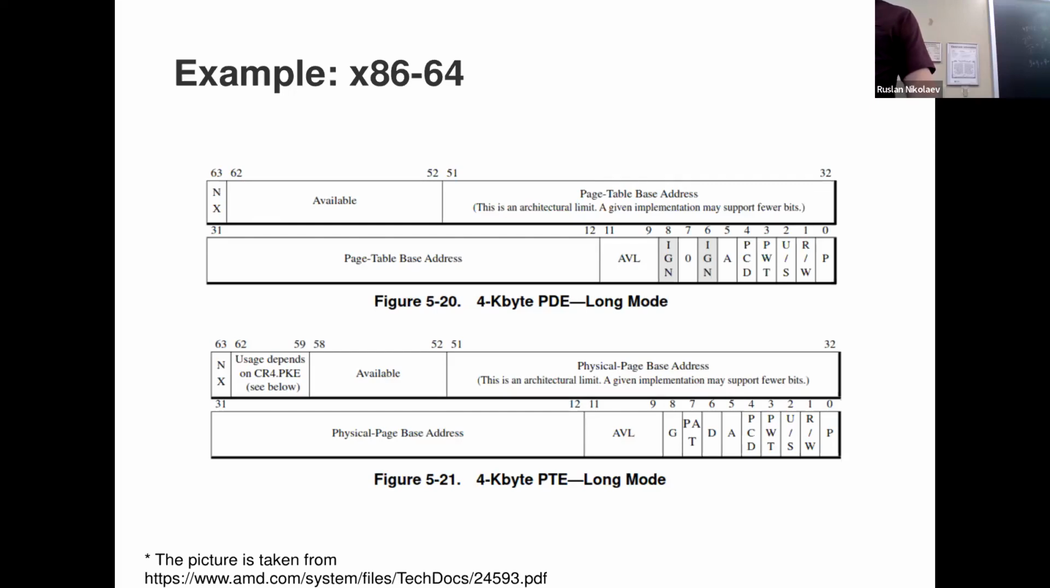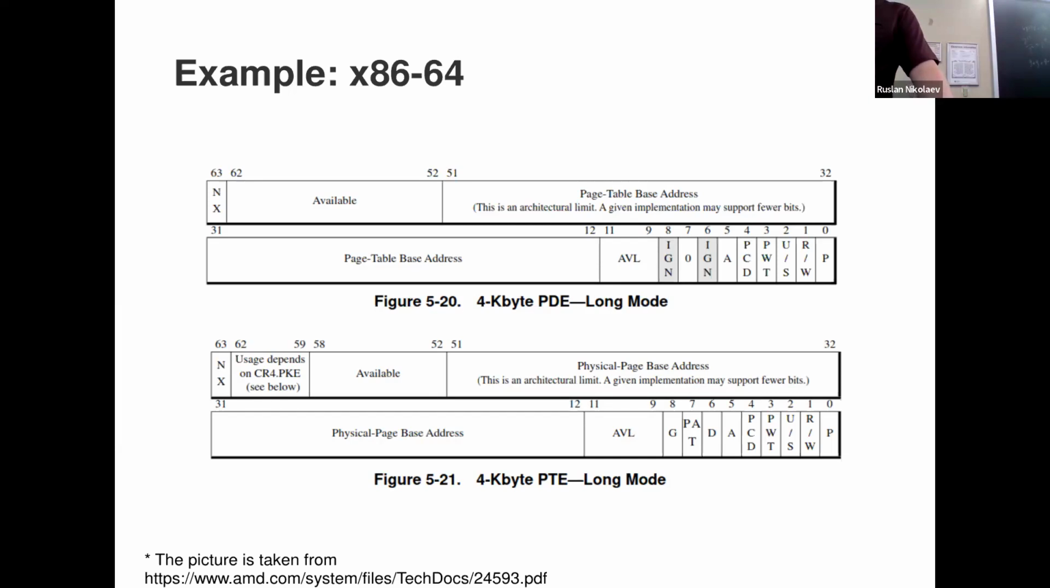I guess it matters. The dirty bit only matters for a specific page, so it doesn't make sense to mark the parents, right? Therefore, they only implement it at the leaf level. So as I said, we have permission bits on every level, but there are some exceptions, and this is one of these exceptions. Also, upper bits are used for something else.